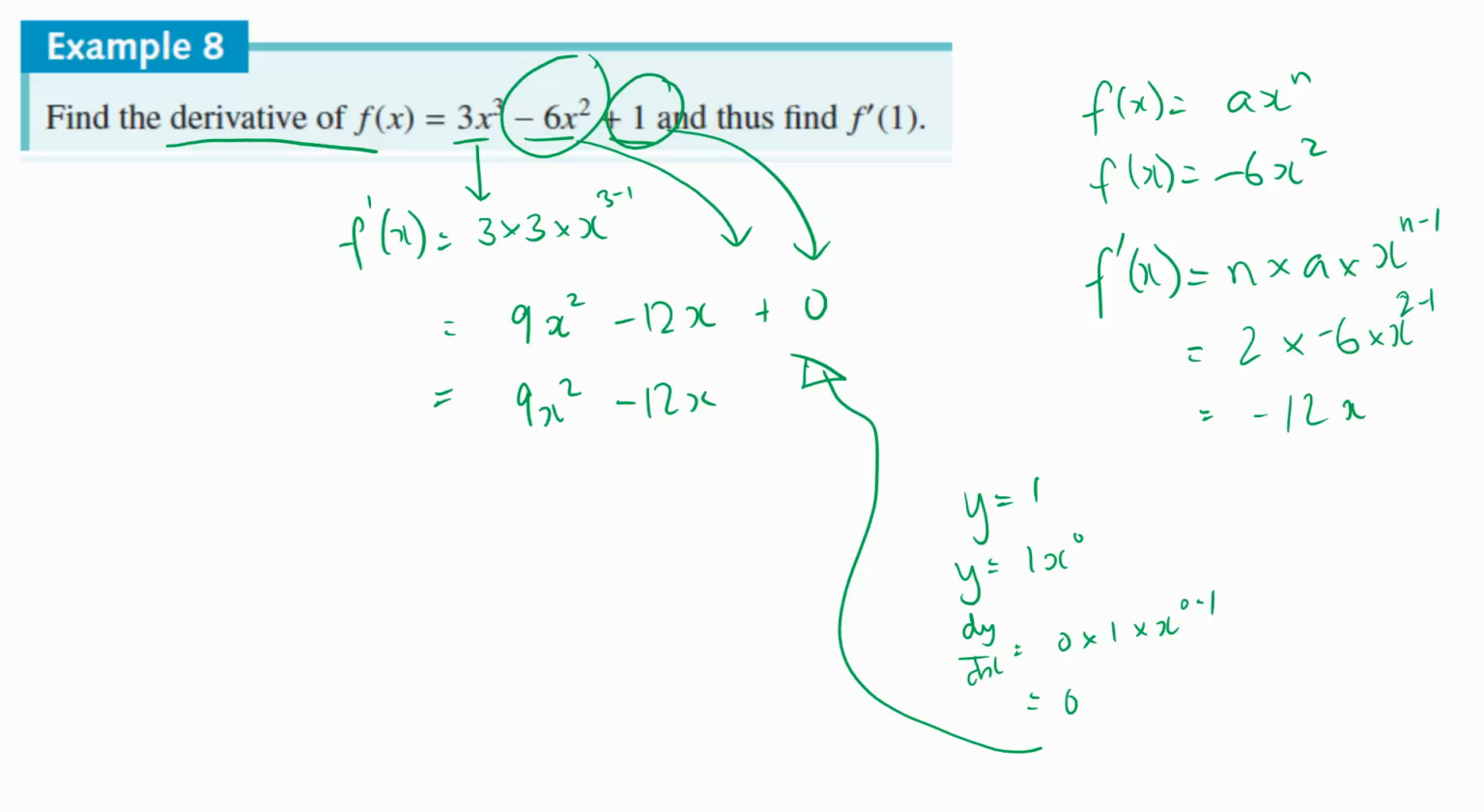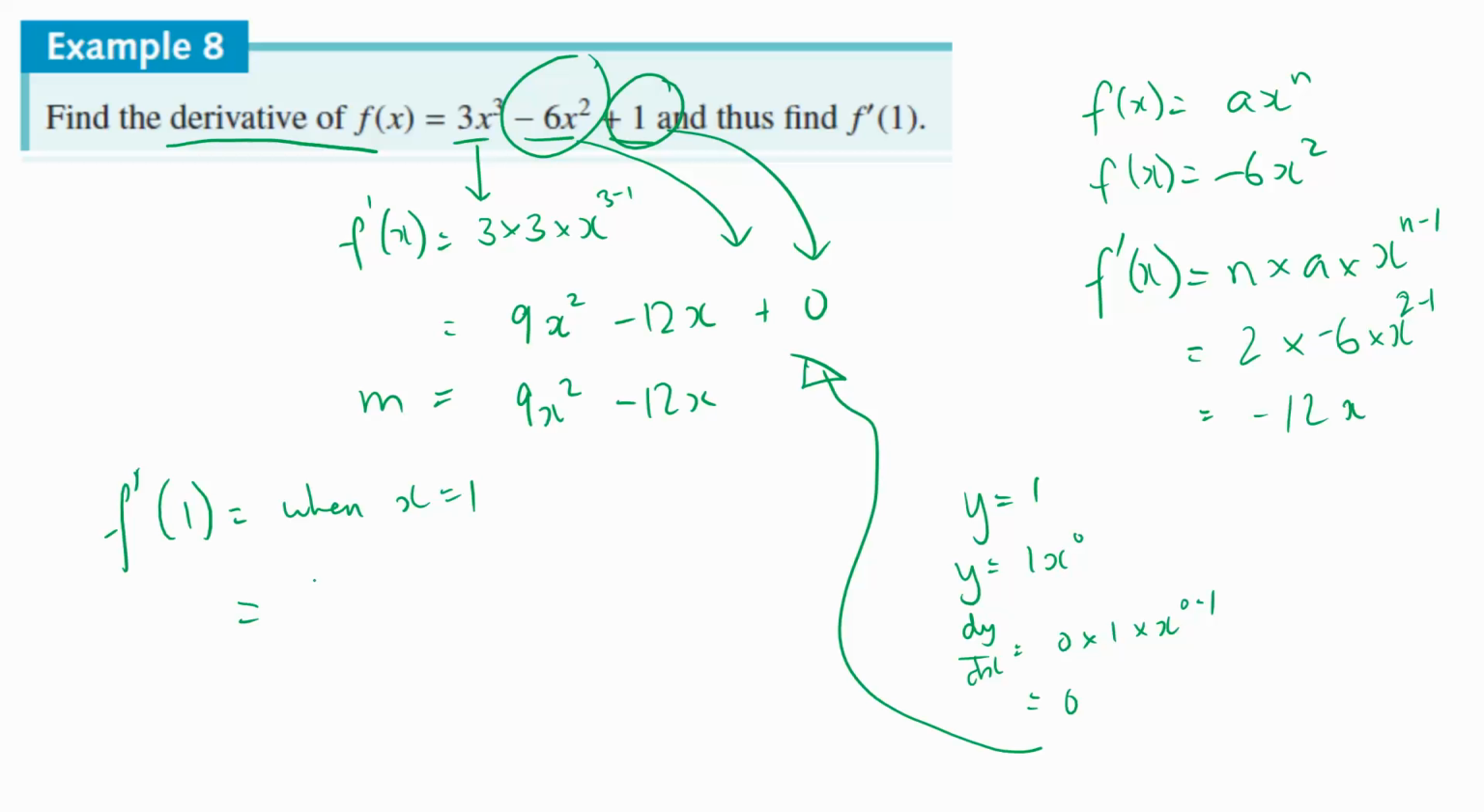Okay, now we haven't finished the question. The question said find the derivative and thus find f dash of 1. Anyone know what that means? Substitute in 1 for x. Yeah. It means find the gradient, because f dash means the gradient. Find the gradient if x equals 1. Now you've already found the gradient. Remember, f dash of x is the gradient. So find the gradient when x equals 1.